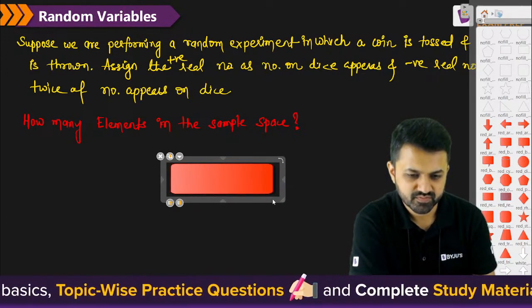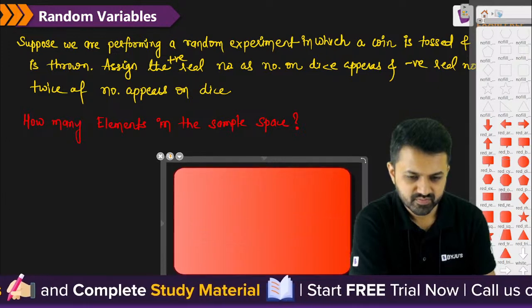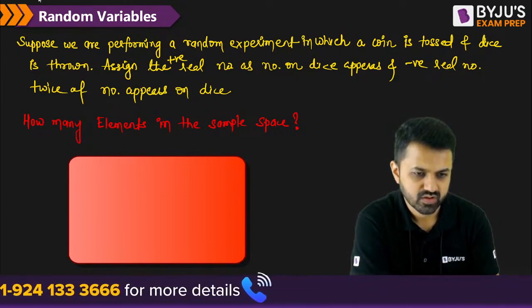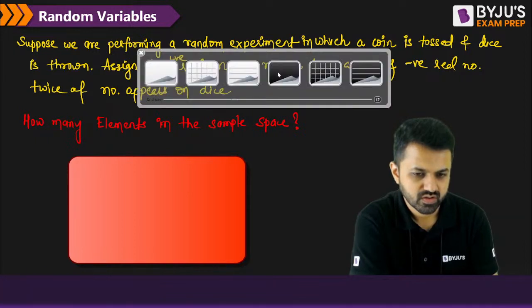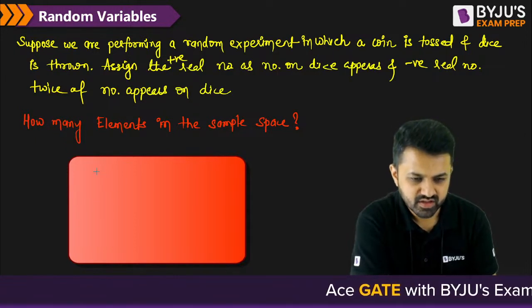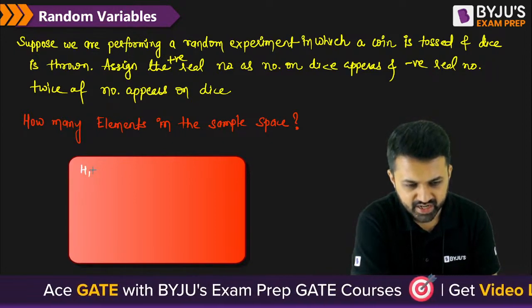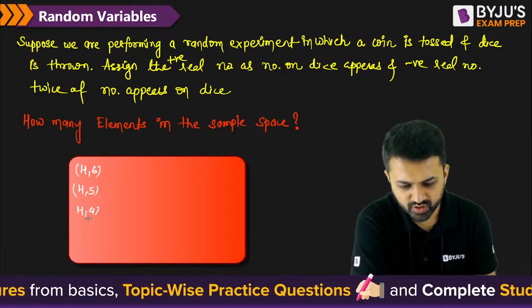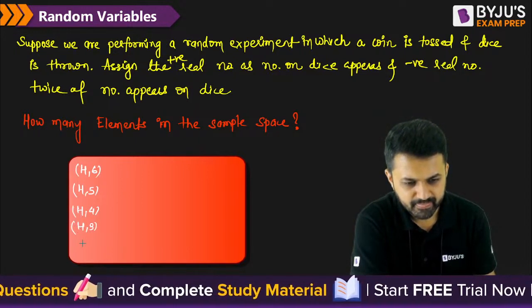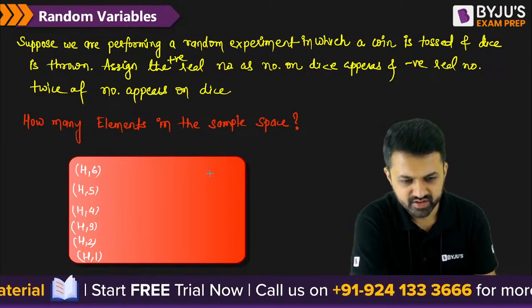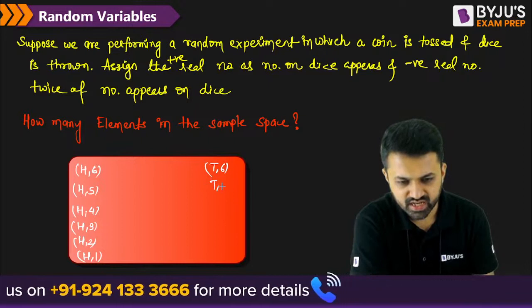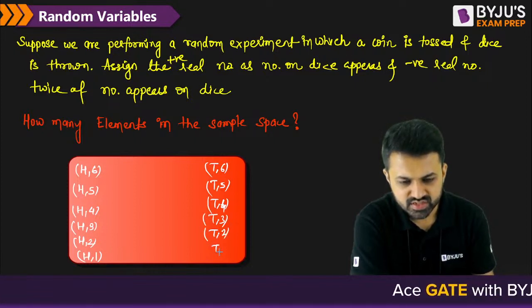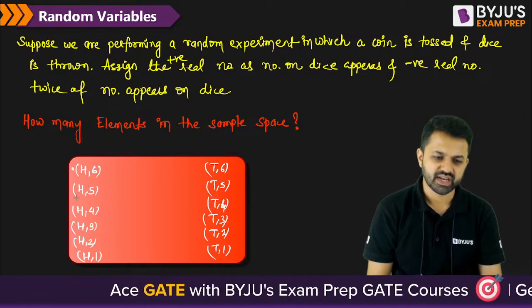No, let me tell you. I am drawing the sample space here. So the sample space will be head and 6, head and 5, head and 4, head and 3, head and 2, and head and 1. Similarly, we get tail and 6, tail and 5, tail and 4, tail and 3, tail and 2, tail and 1. These are the different elements that we will get.